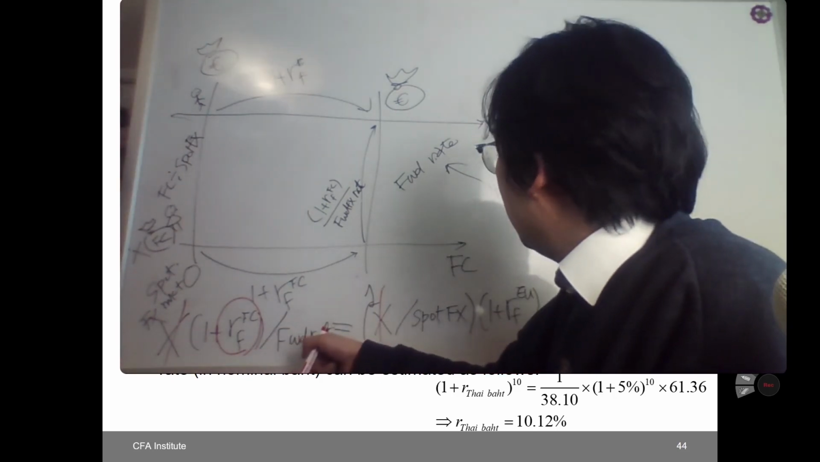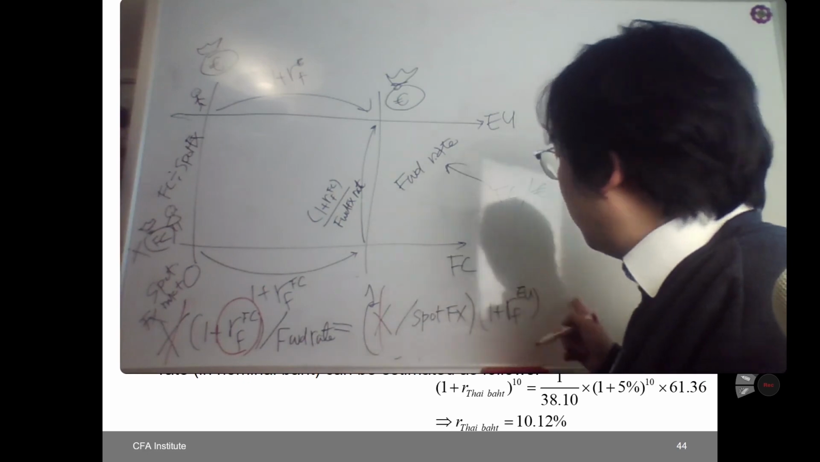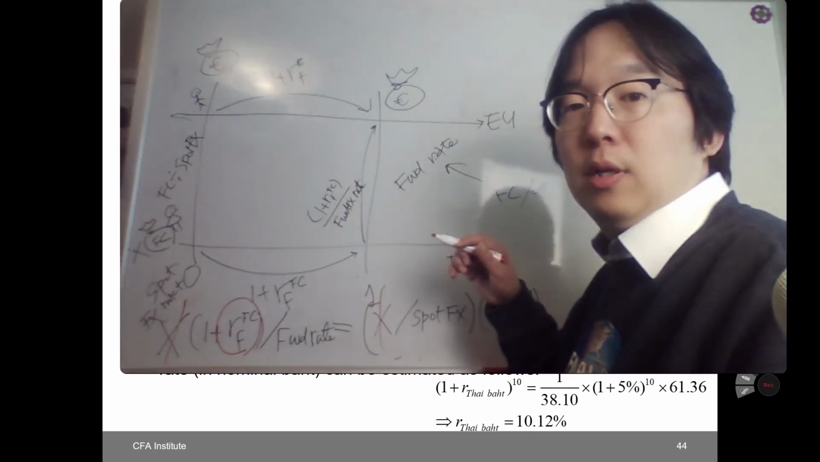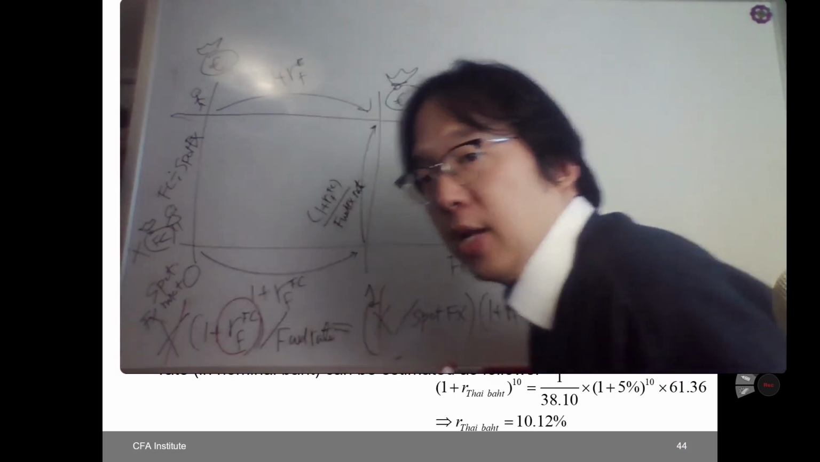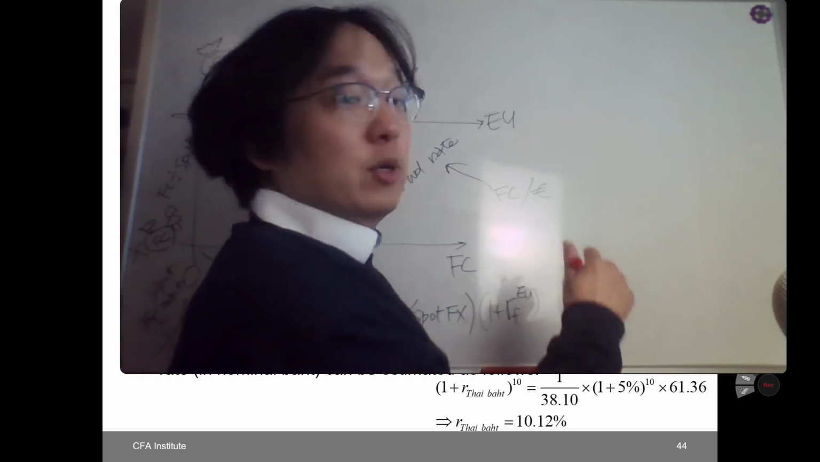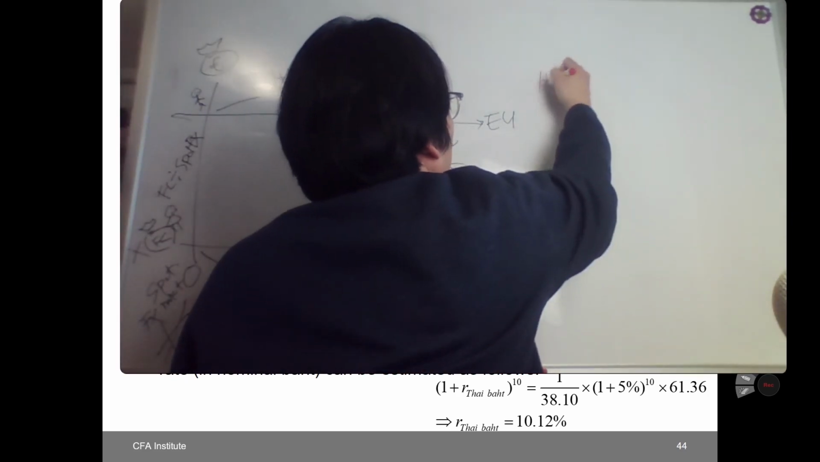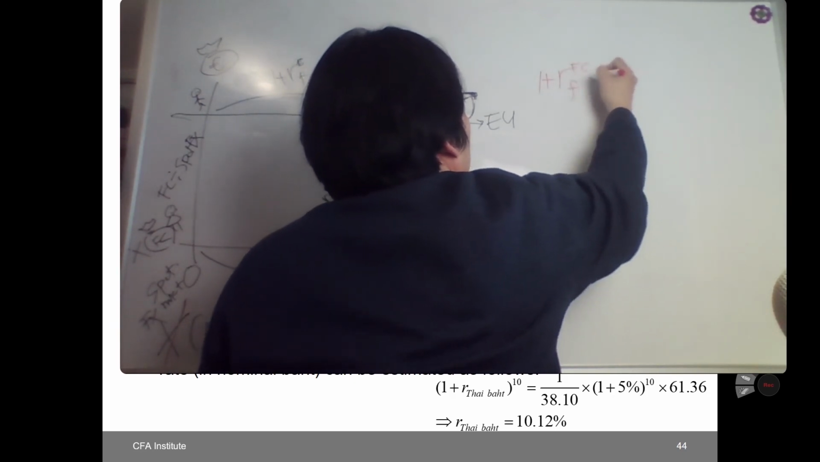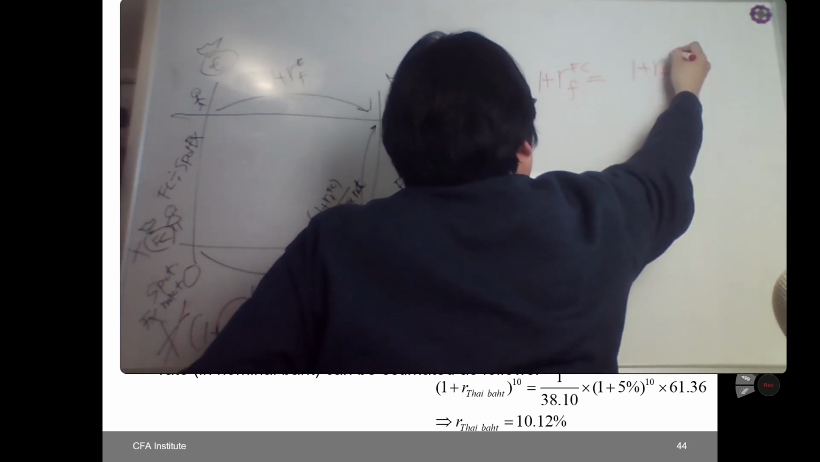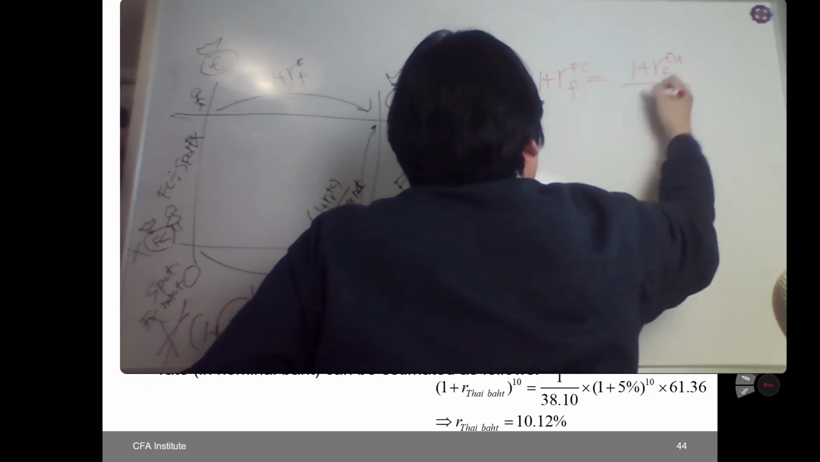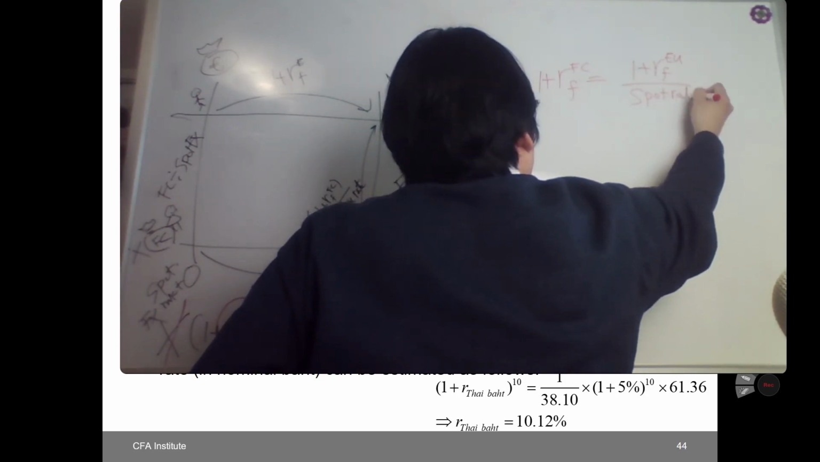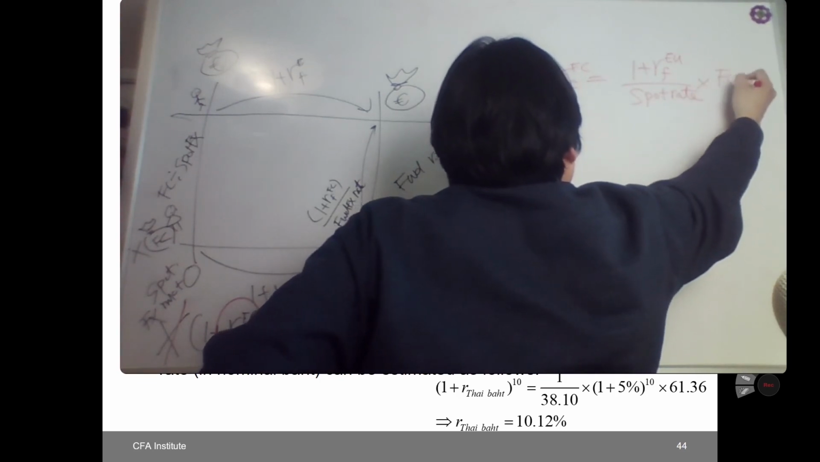So send this guy to the other side of the equation, the forward rate over there. So what you're going to get is, can you see it over here? My head is a problem. I've got a big head, so that's why you can't see me. See that? So what you are going to have is 1 plus RFFC equals 1 plus RFEU, on the spot rate, times the forward rate.